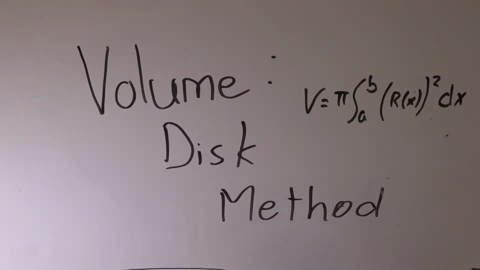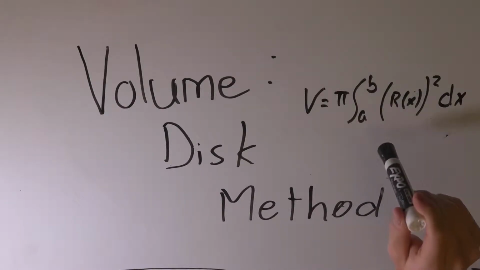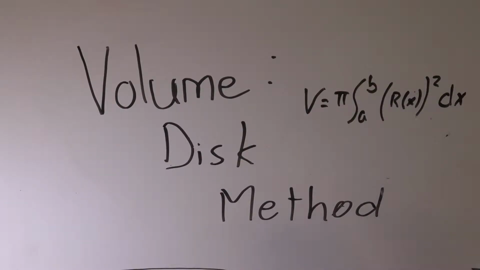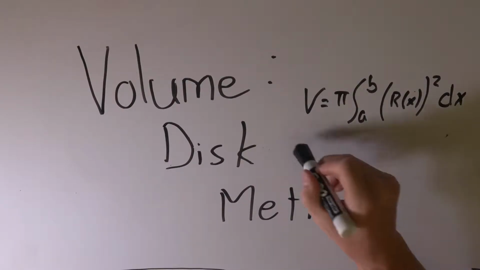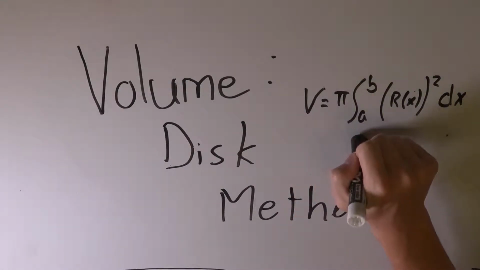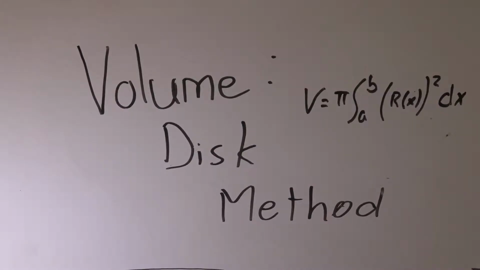So, the disk method is a method used to find the volume of a solid that is created when the graph of a function from point A to B is rotated around a line. So we have here our equation for the disk method. Before we get into that, I'm going to write down a little bit of back history for this equation.